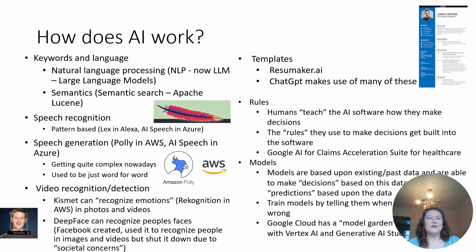So rather than just look for the keywords that you put into Google search, for example, Lucene allows similar words or words that mean similar things to be searched for as well. So Google search is based on Lucene.